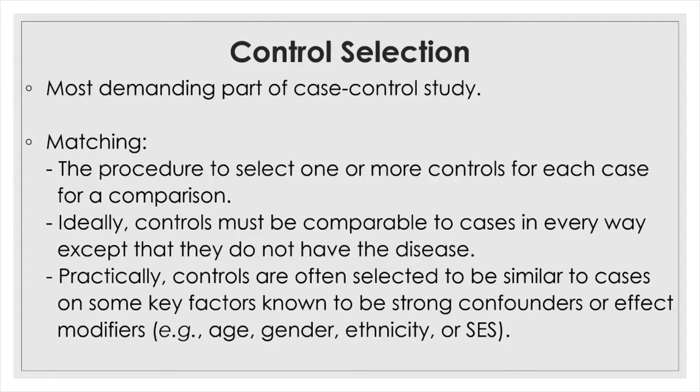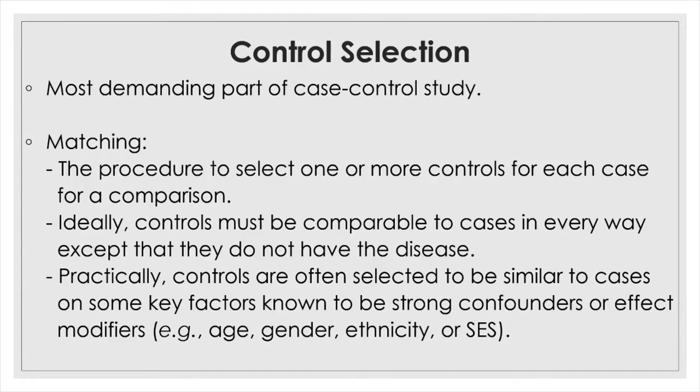But we know that we cannot have such a control group, right? So in practice, controls are selected to be similar to cases only on some key characteristics that are known to be confounders or effect modifiers. Confounding variables are extraneous variables that are correlated with both dependent and independent variables, or exposure and disease. If not controlled for, we'll misunderstand the relationship between them under the investigation.